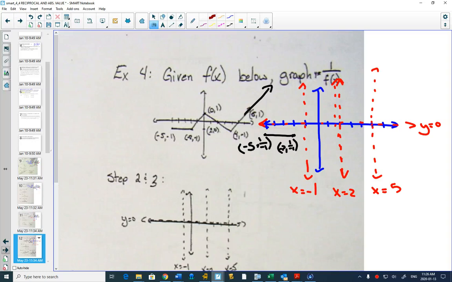We have another point here, 0, comma 1. That's going to be 0, comma 1. We have 4, -1. We have 6, comma 1. That'll be 6, comma 1 over 1, which is 6, comma 1. Do we have enough information to graph this?